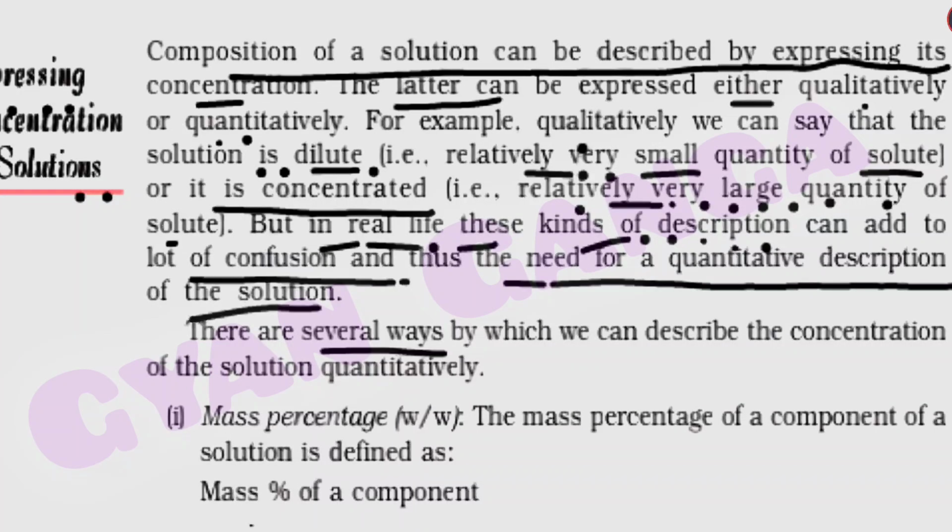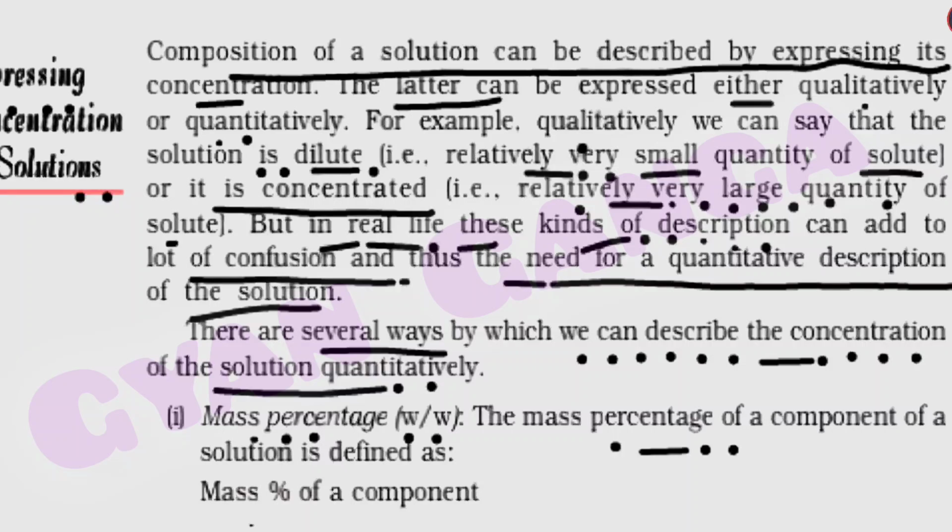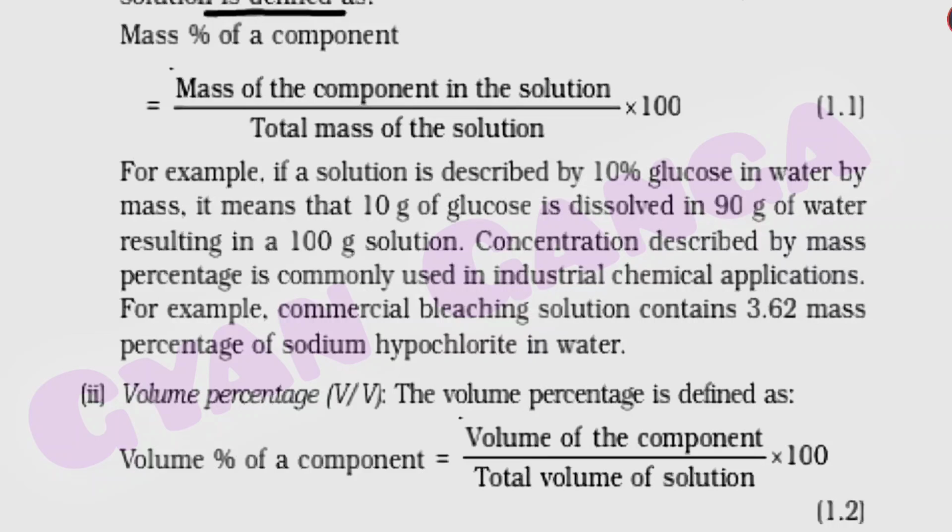There are several ways by which we can describe the concentration of solution quantitatively. Mass percentage, that is w by w. The mass percentage of a component in solution is defined as mass percentage of the component equals mass of the component in a solution upon total mass of the solution into 100.